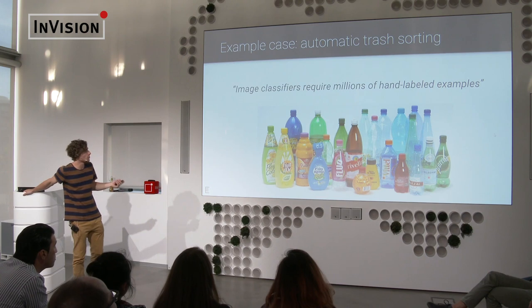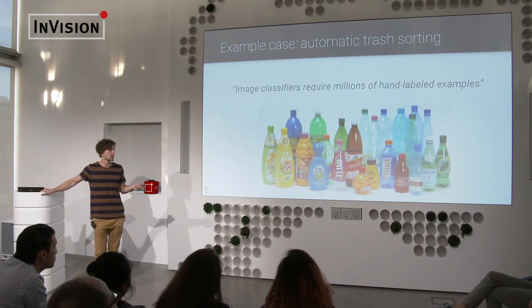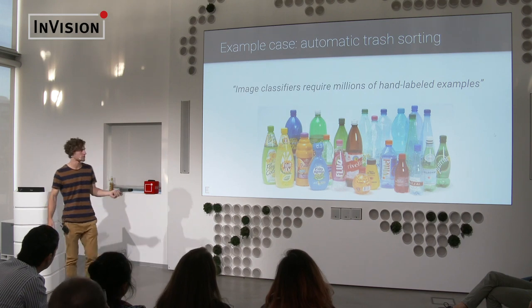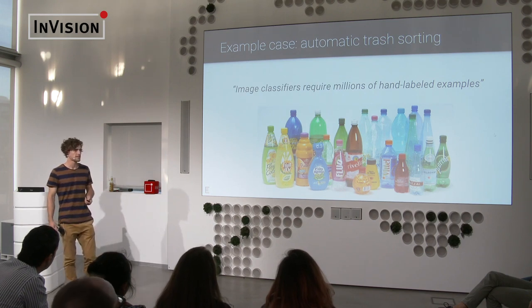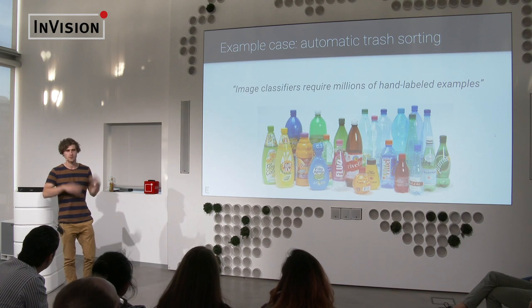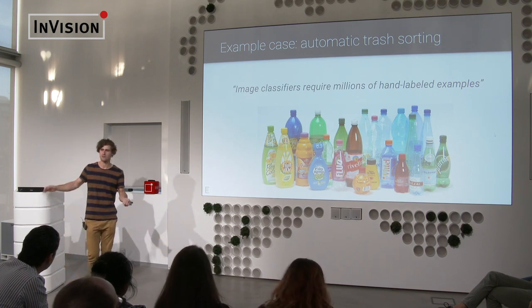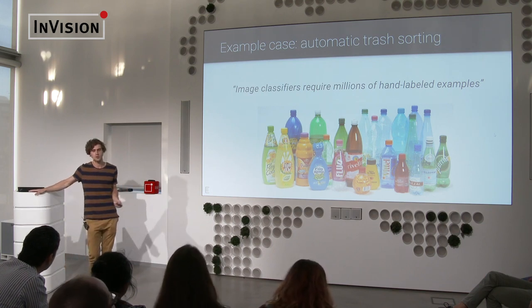Another example is, for example, we had a company that wanted to create a bottle sorter. So they have a lot of PET bottles, and they want to sort them into different types. And they said, okay, we have to create a data set of 20 million labeled examples. We can never do this, so we're going to postpone the project.